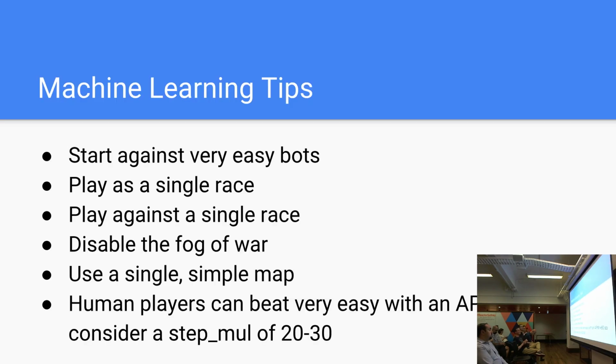So, some tips when you get started. Start against very easy. Don't start against elite. Everybody starts against elite and everybody loses, and then you step it down and then you step it down and then you step it down and then you get down to very easy and you go, oh, I've got a bug in my code. Okay, now I can step it back up again. Start with very easy and make sure your bot's doing what it should.